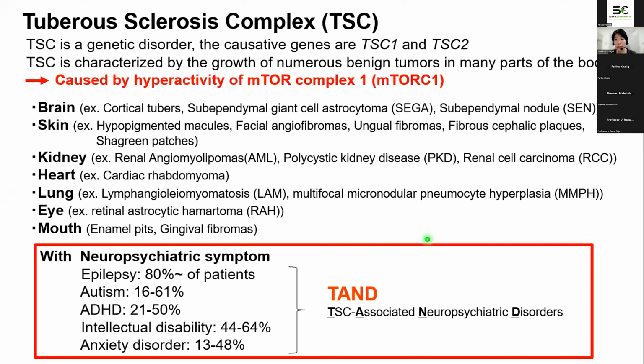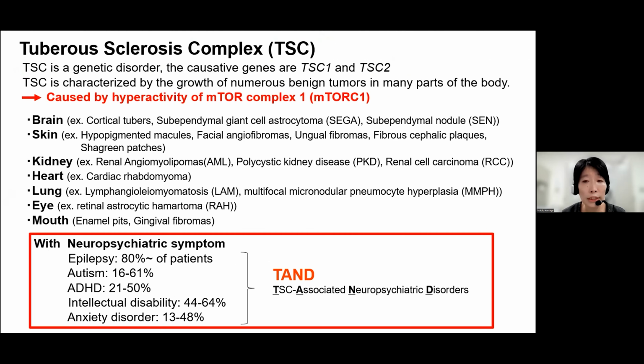I'd like to start by talking about the tuberous sclerosis complex, TSC. TSC is one of the neurocutaneous syndromes and a genetic disease. The causative genes are TSC1 and TSC2. In TSC, many hamartomas and nodules are formed all over the body.